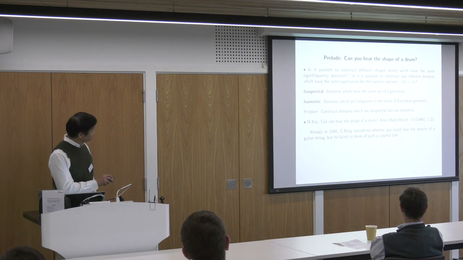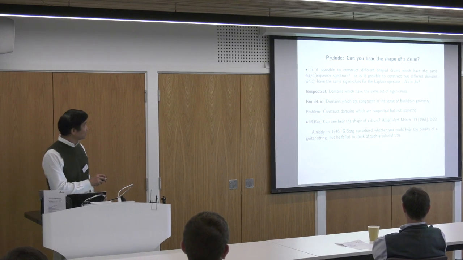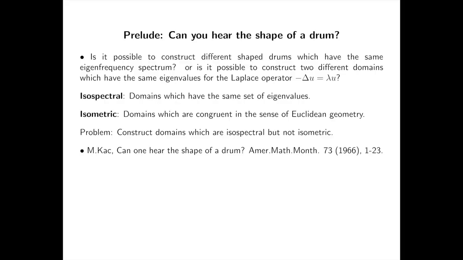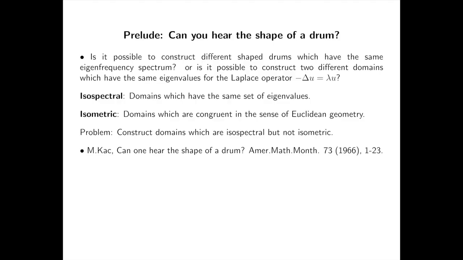For this terminology, their paper used very fancy mathematical terms, isospectral and isometric. Isospectral means the eigenvalues are the same. Isometric means the domain is the same. So if the eigenvalues are the same, is the domain the same? That is the question. Actually, there's a very popular paper in 1966 in the American Mathematical Monthly, and Kac first used this terminology: can we hear the shape of a drum? That means, can we determine the domain by eigenvalues?